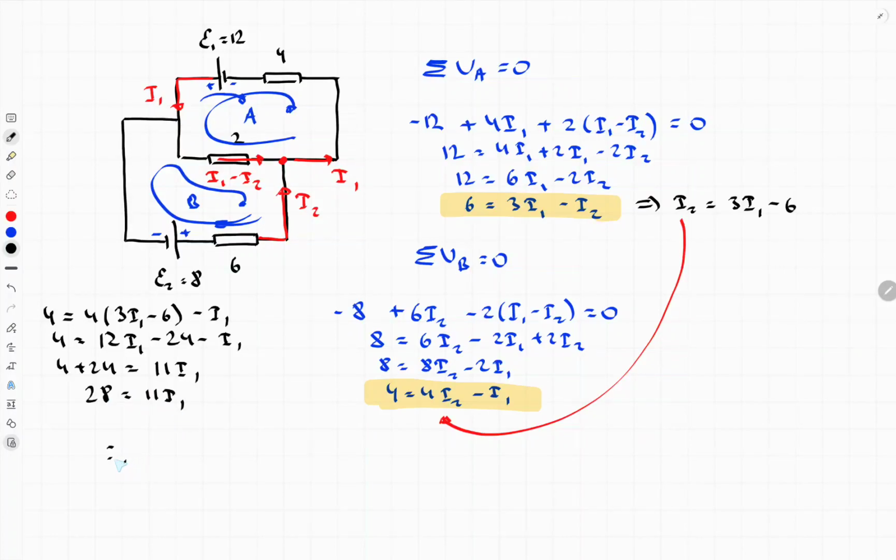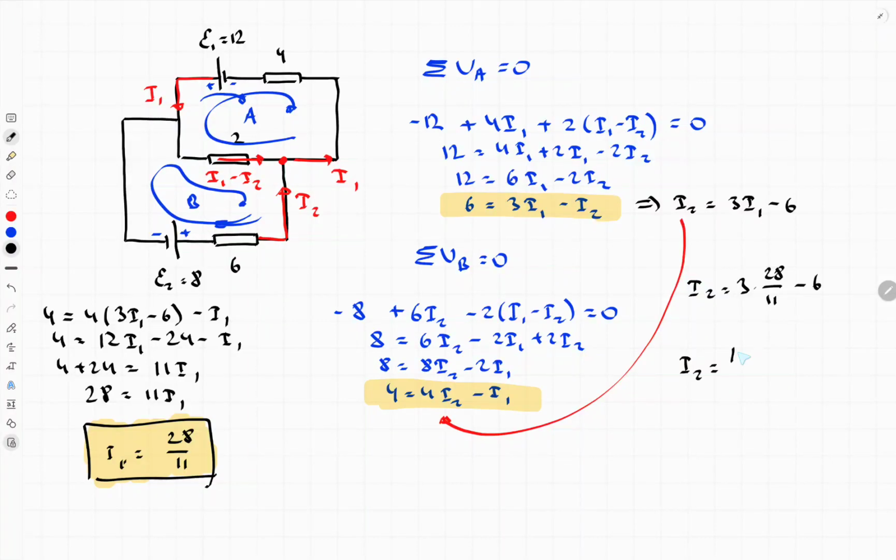So I1 equal to 28 over 11. As you see, we have a positive value, positive I1. So it means our direction for I1 is correct, and value equal to 28 over 11. Now let's come to I2. 3 times I1 minus 6, which is 3 times 28 over 11 minus 6, and at the end this will be equal to 18 over 11.